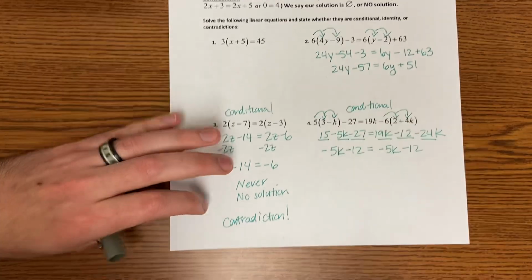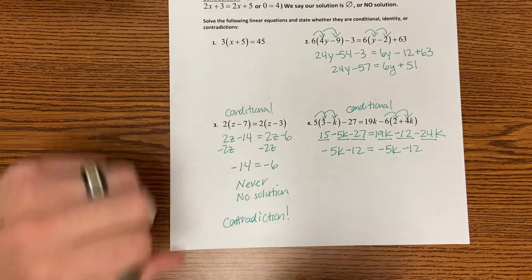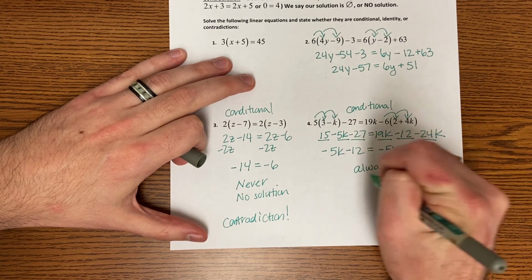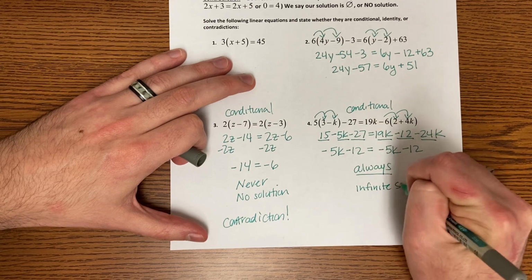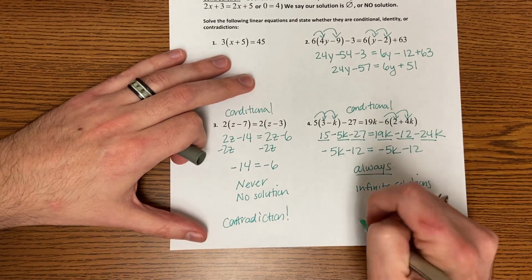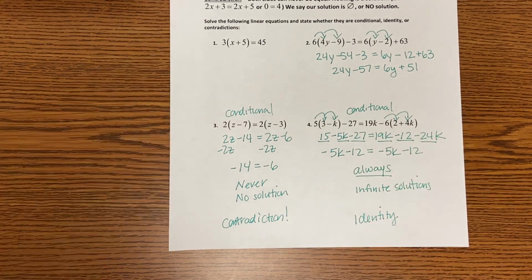So the moment that you notice you have exactly the same thing on both sides, this is a sign that these are always equal, so there are infinitely many solutions. Really, everything is a solution, and this is an identity. And this is really going to cover your first two homeworks in this section.